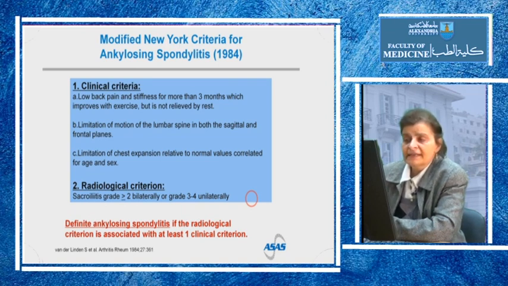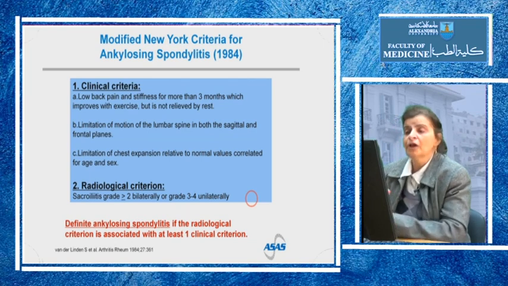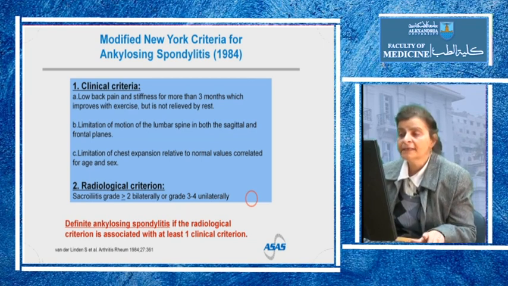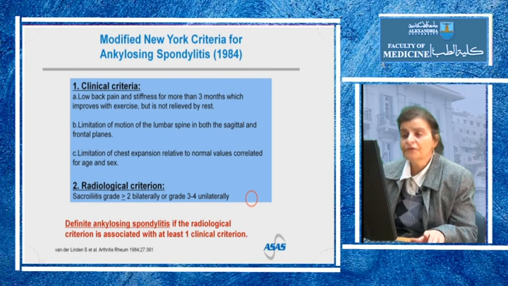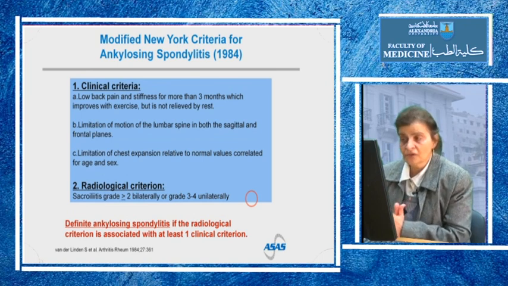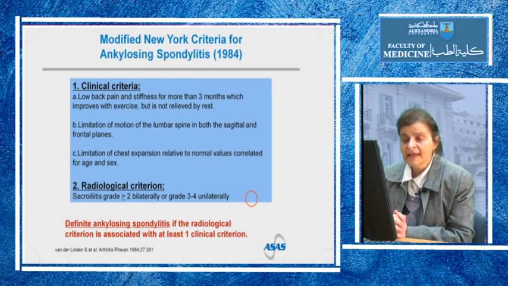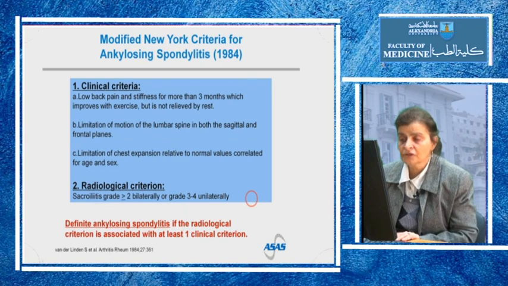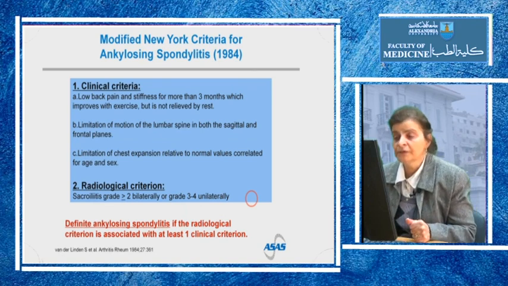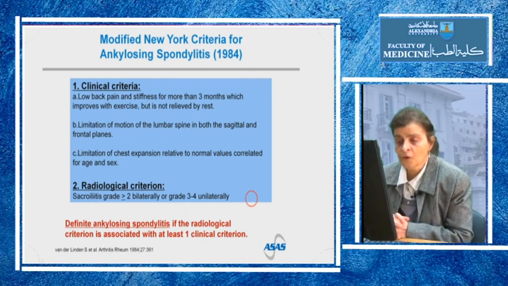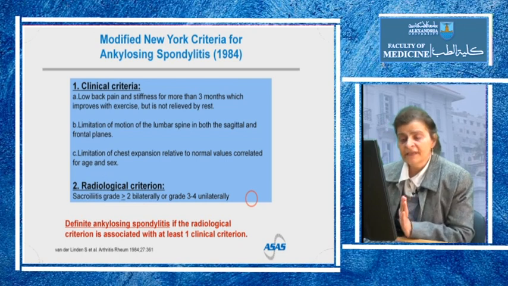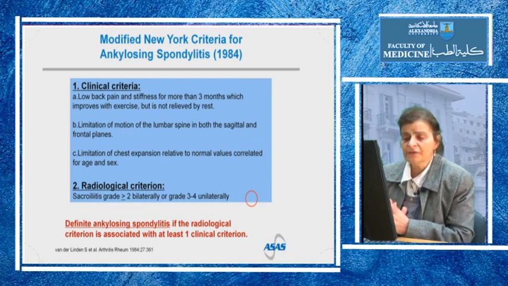What do the clinical criteria say? Any patient having low back pain and stiffness for more than 3 months that improves with exercise, is not relieved by rest, has limitation of motion of the lumbar spine in both the sagittal and the frontal planes, and has limitation of chest expansion relative to the normal values that we correlate for the normal age and sex. These are the clinical criteria.